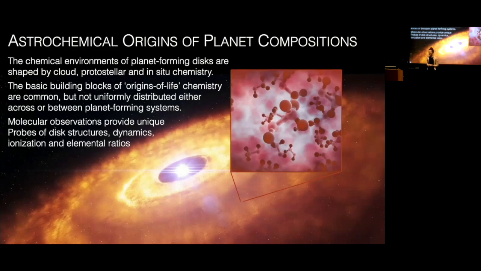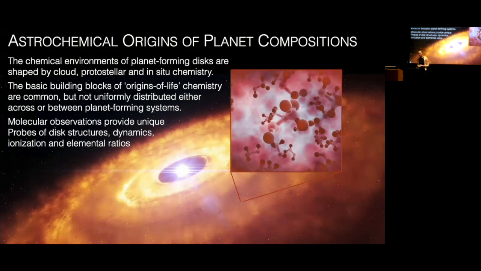Actually, a bit of a follow-up to Mary's question. Among the 5 disks, there was a really striking variation. All of them looked beautifully ringed in the dust, and they had very different looks in the 5 cases. So A, how much of the substructure was real? And B, does it correlate with something like the age or the luminosity of the protostar?